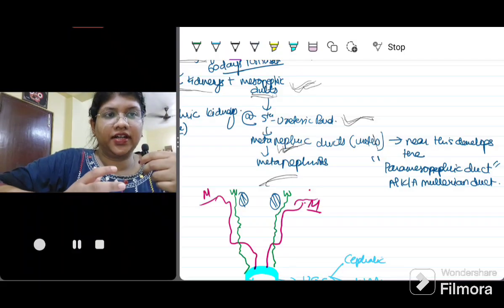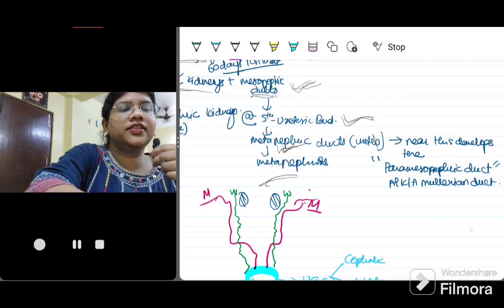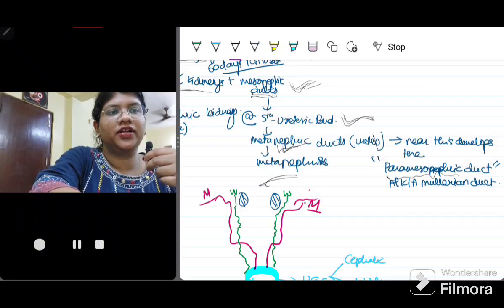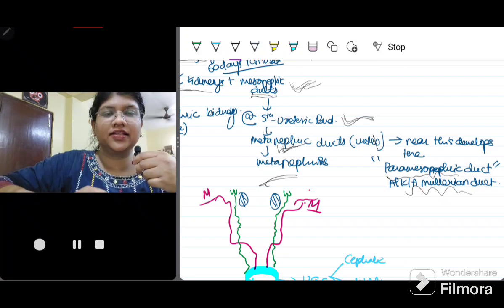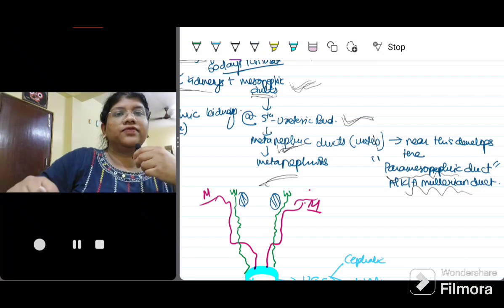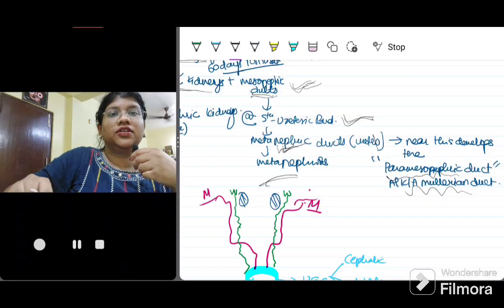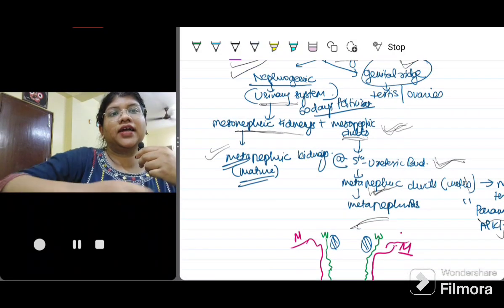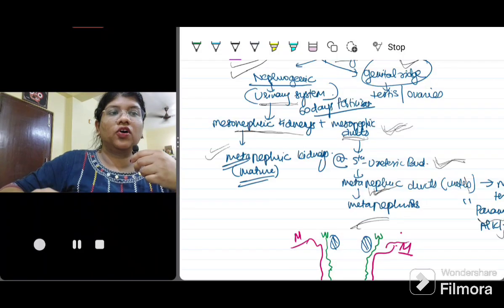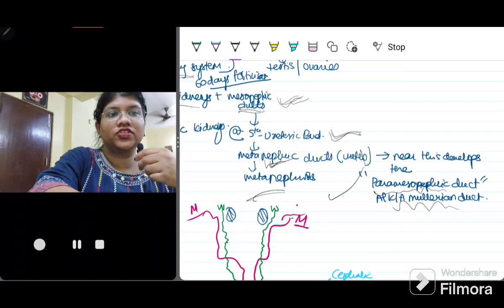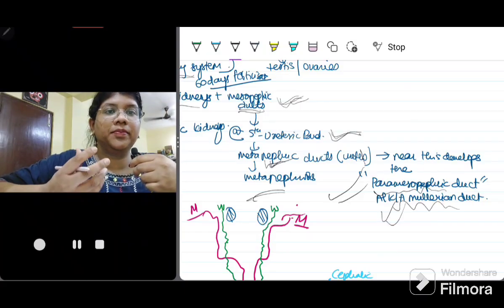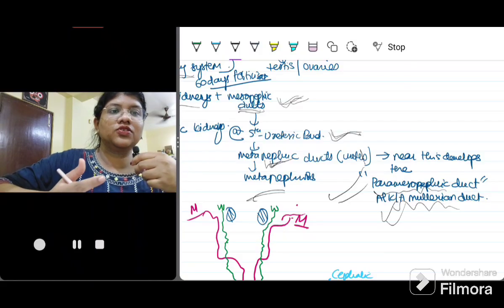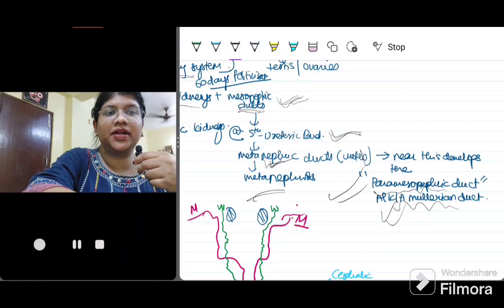Near these metanephric ducts is what develops your paramesonephric duct, that is known as the Mullerian duct. So this is where the point lies, and this is very important to understand. Why am I emphasizing the development of the nephrogenic part, or why am I highlighting the development of the urinary system? Because our paramesonephric duct, which is also known as the Mullerian duct, develops closely in relation to the nephrogenic ridge. So these metanephric ducts and the metanephros lie closely to the Mullerian ducts.